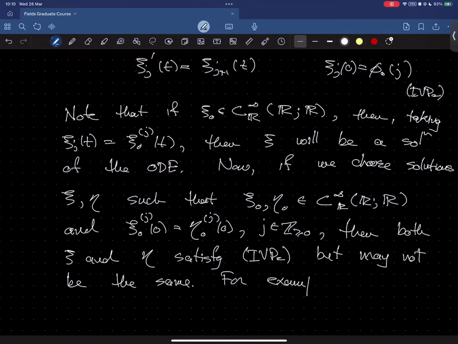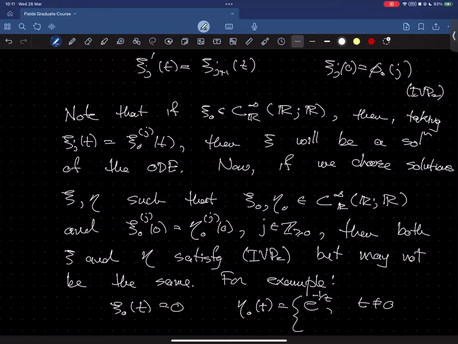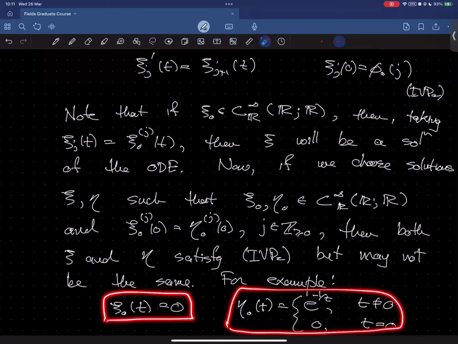So for example, we could take C naught of t to be 0, and eta naught of t to be e to the minus 1 over t for t not equal to 0, and 0 for t equals 0. Okay, so both of these have all derivatives equal to 0 at 0. But they're not the same function.